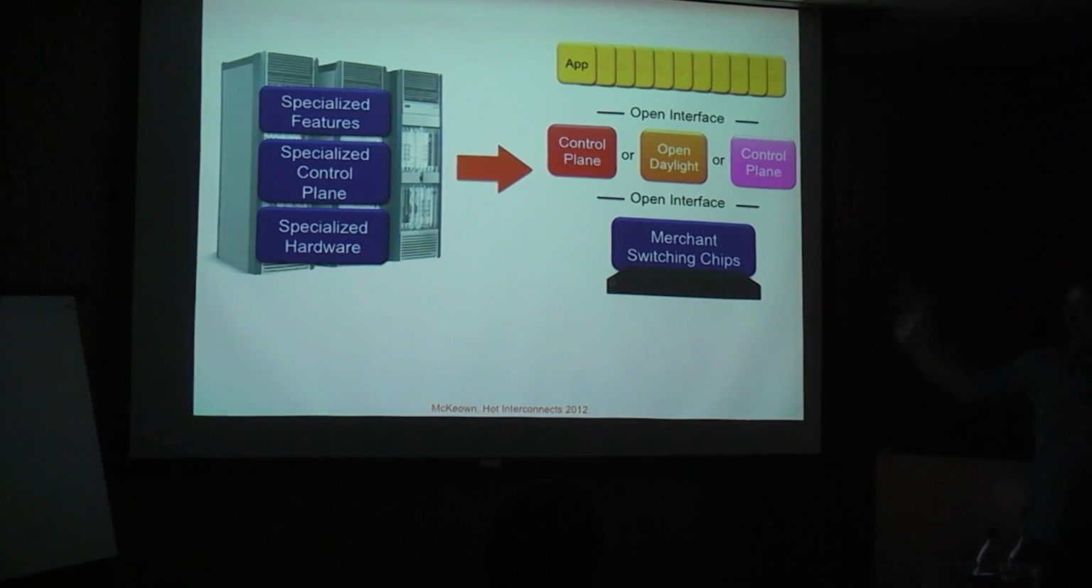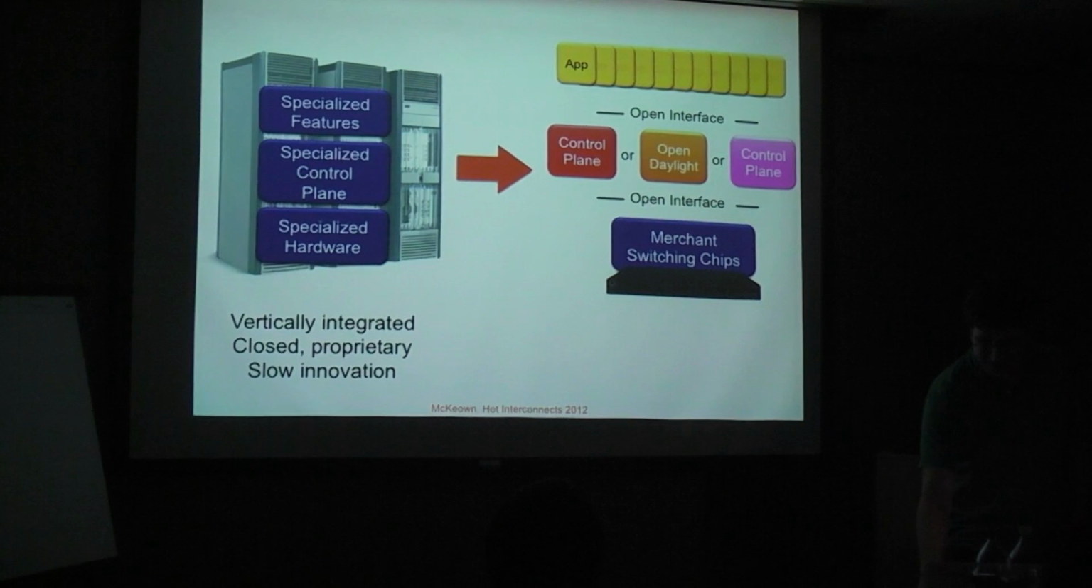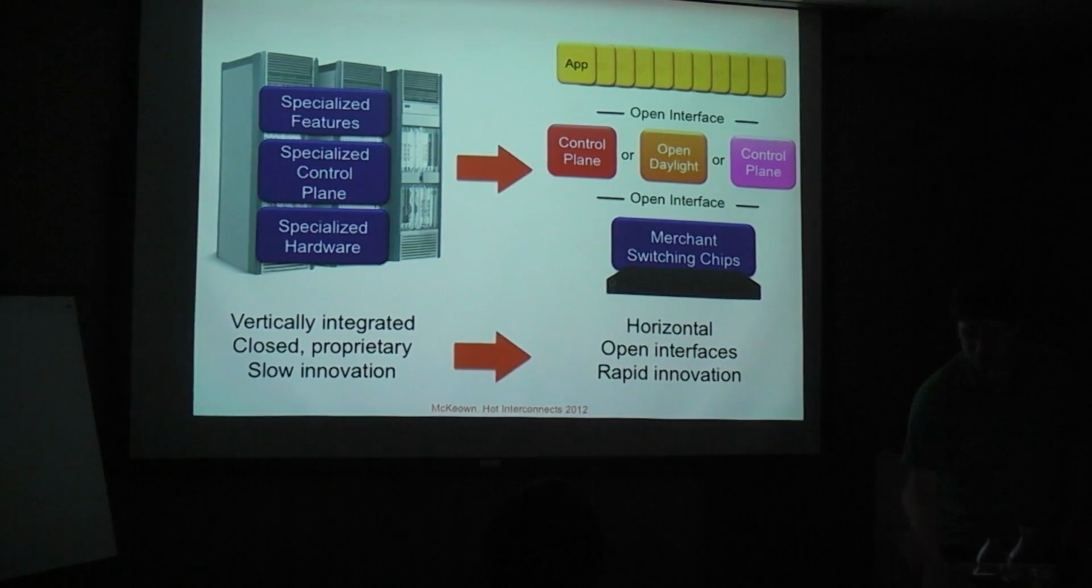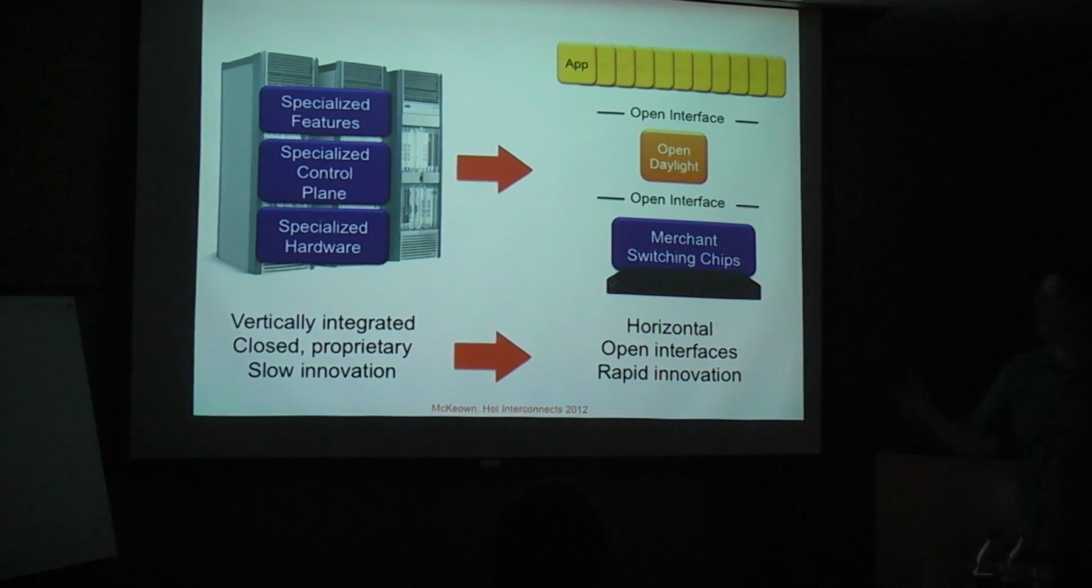And this is the same thing: vertically integrated, closed, proprietary with slow innovation, moving towards horizontally integrated, open interfaces with a rapid innovation kind of model in networking. OpenDaylight is one of the things enabling it, and if I had my way, it would be only OpenDaylight, but that's probably not true. In fact, most ecosystems seem to survive with 2 or 3 things at each level. That's the way they work.